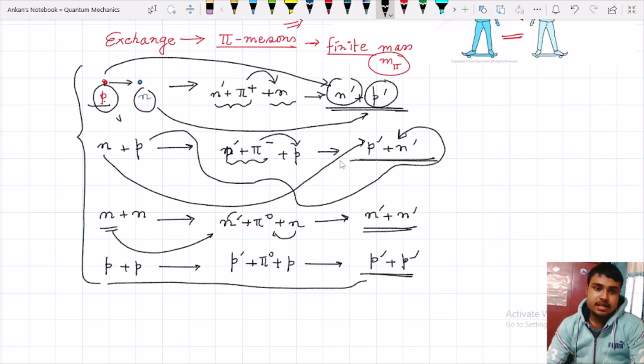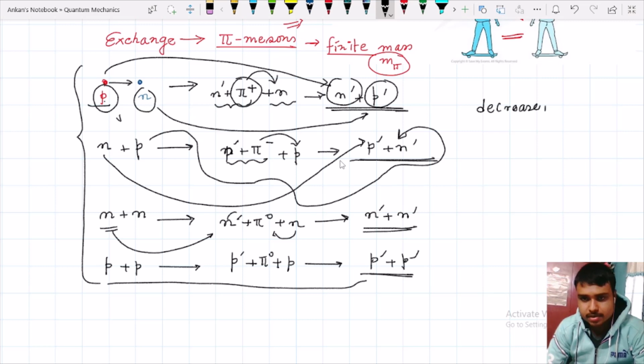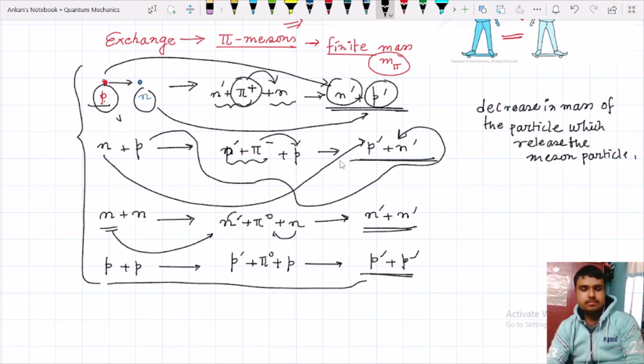Now you may ask me that if the proton releases some pi 0, then there should be some decrease in mass of the particle which releases this Meson. Correct. But experimentally it has been observed that there is no decrease of mass. You may ask, why is this not a violation of energy conservation? The energy is not conserved because the mass is not constant. Here the mass should decrease.